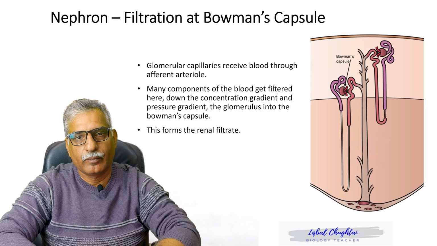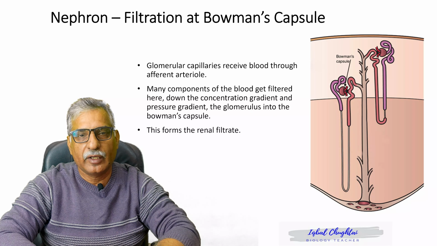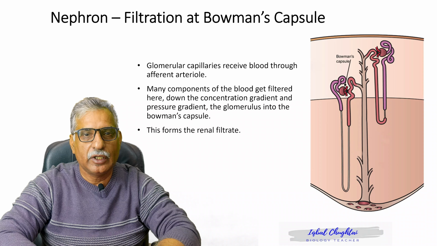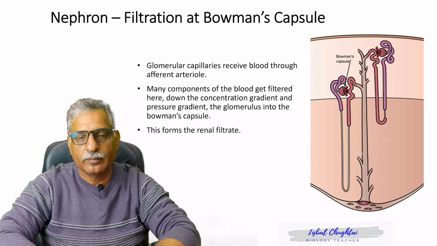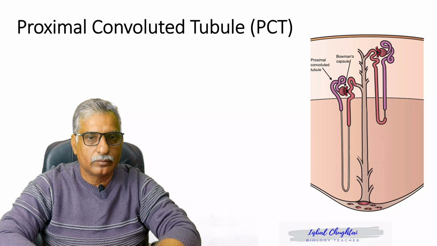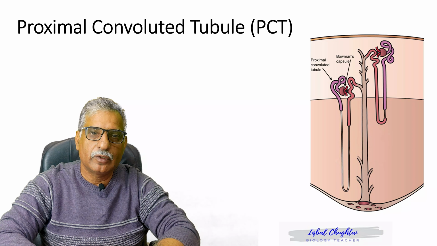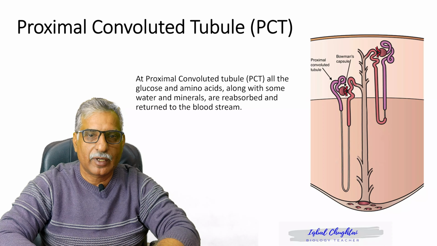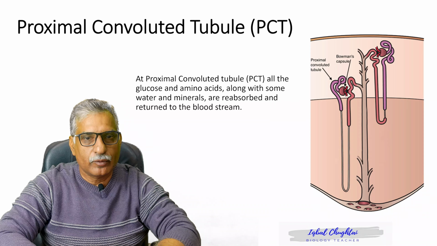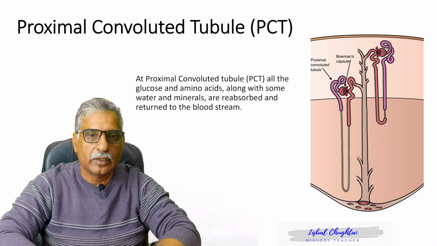Now this renal filtrate moves to the next part of the nephron, and this next part that you can see in the diagram is the coiled part. It is known as the proximal convoluted tubule. In the proximal convoluted tubule, when this renal filtrate passes, most of the components are reabsorbed and returned to the bloodstream.